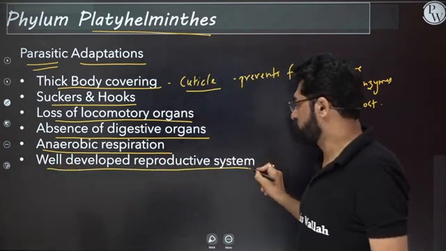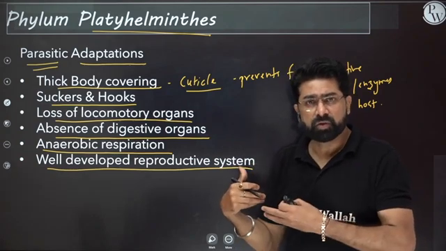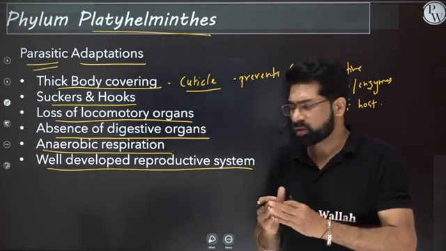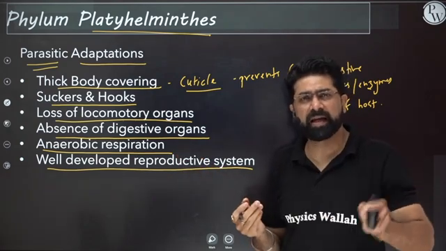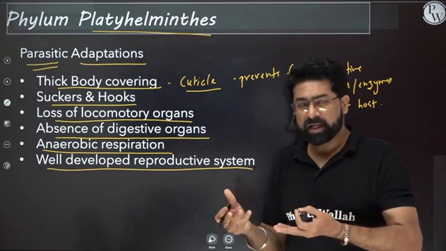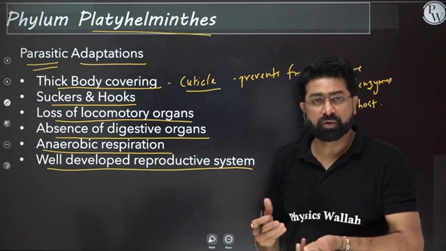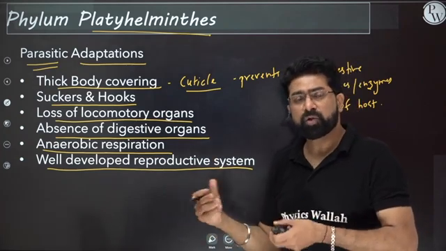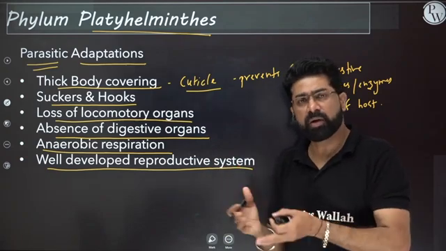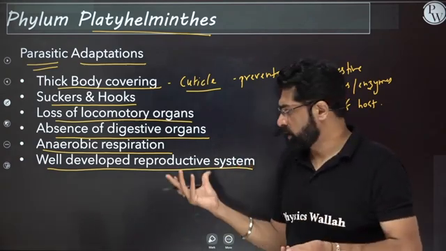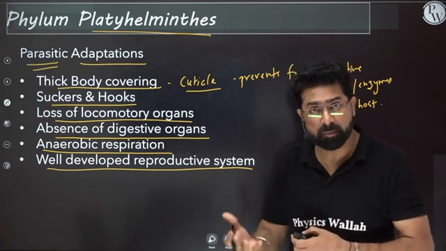Well developed reproductive system. Now you see, in that case what happens? If they die, their progeny should continue. So they have a very well developed reproductive system. They produce eggs in lakhs and lakhs. Outside there's definitely a threat, and how many will survive, we don't know. So that is a phenomenon in them to continue their species on this earth. They keep on reproducing in large numbers. So when they reproduce in large numbers, the survival rate is more.